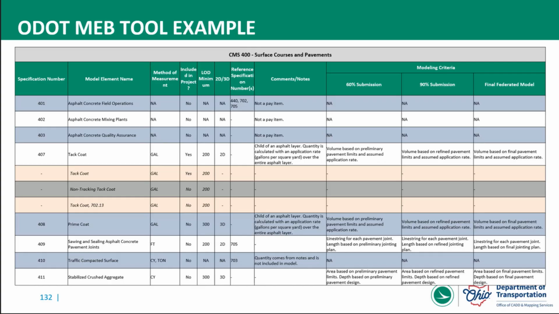But anyways, on the right, then we have different submittals. So these potentially could change whether you're at 30, 60, 90, or your final federated model type submittal. So the report also kind of identified what some of ODOT's next steps need to be or should be.